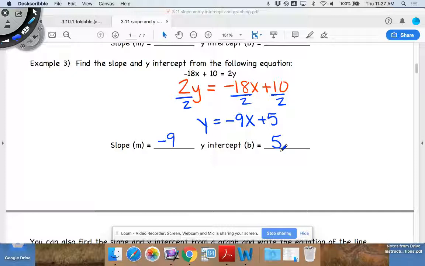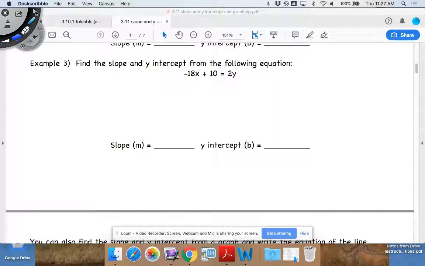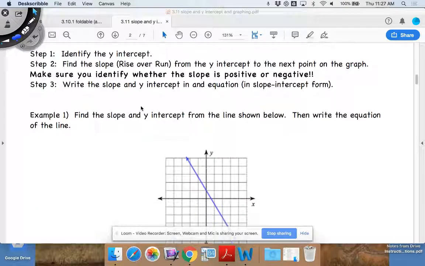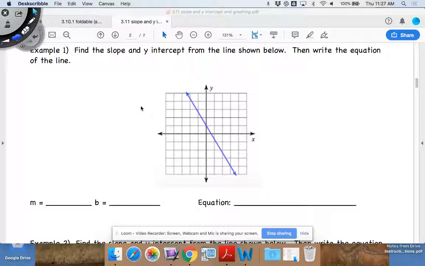Okay, once you can identify the slope and the y-intercept from y equals mx plus b, it makes graphing way easy. Okay, so next page we're going to actually graph using that. So there's steps up there. You can look at those if you need later. They gave us a line. We have to find the slope, the y-intercept, and then write the equation. So first thing that we're going to do is identify, hey, where does this cross the y-axis? Right there. So what would that be called? Y-intercept. So it's 1. Do you agree? So our b is 1, positive 1.